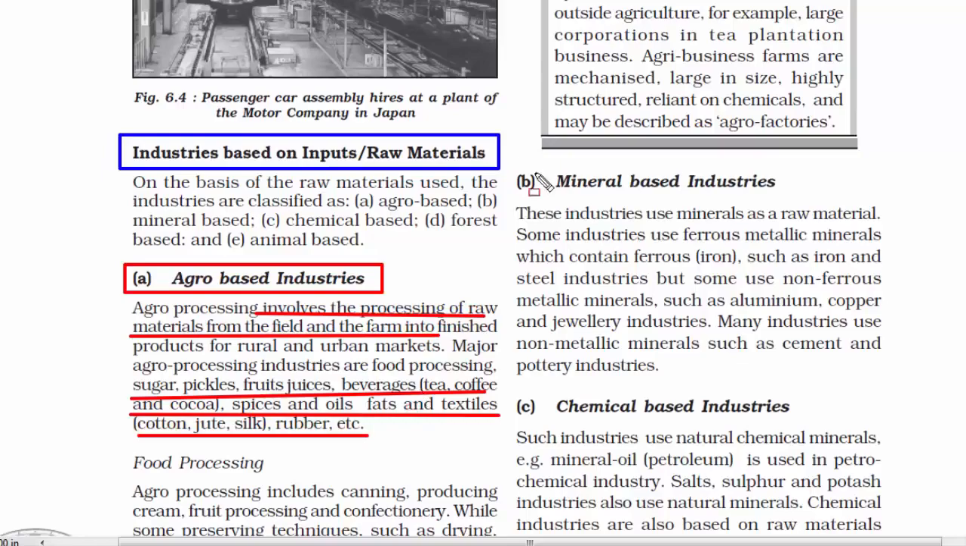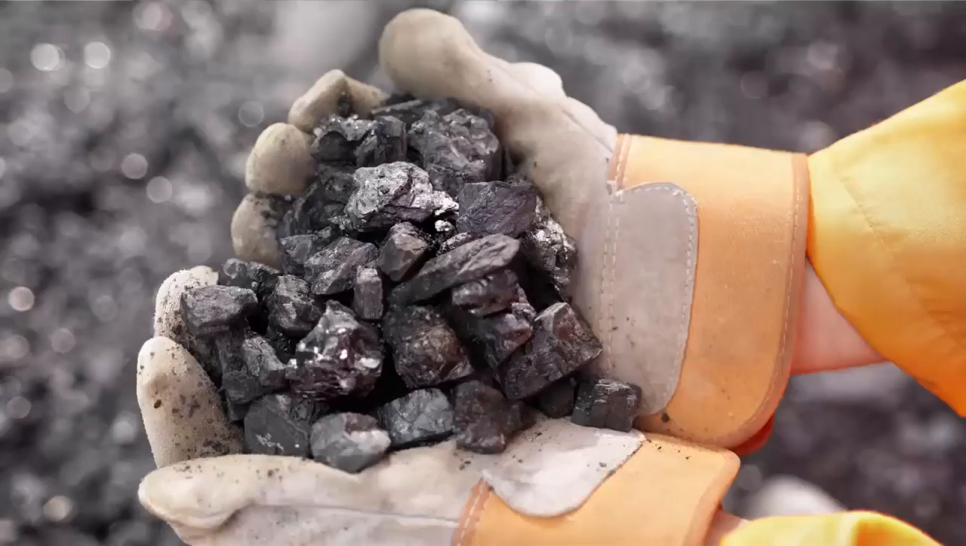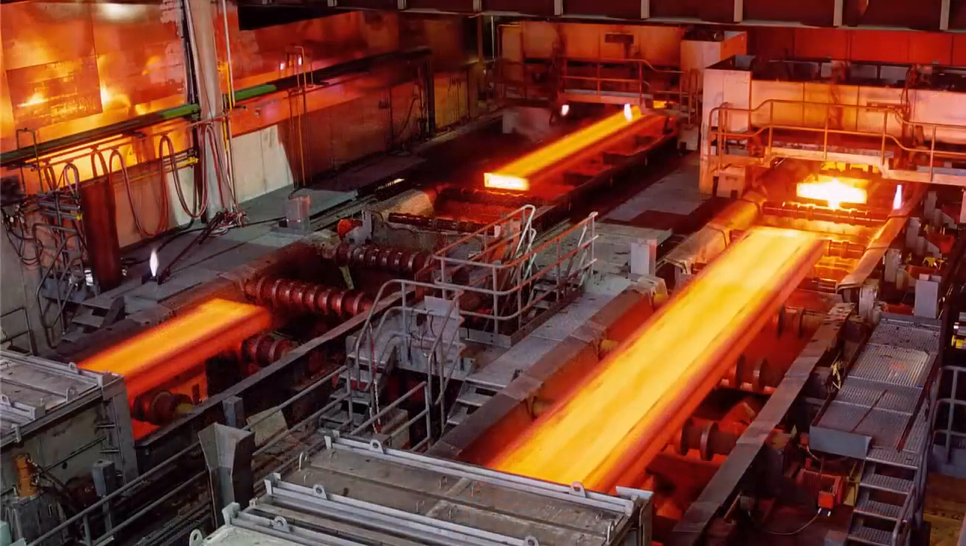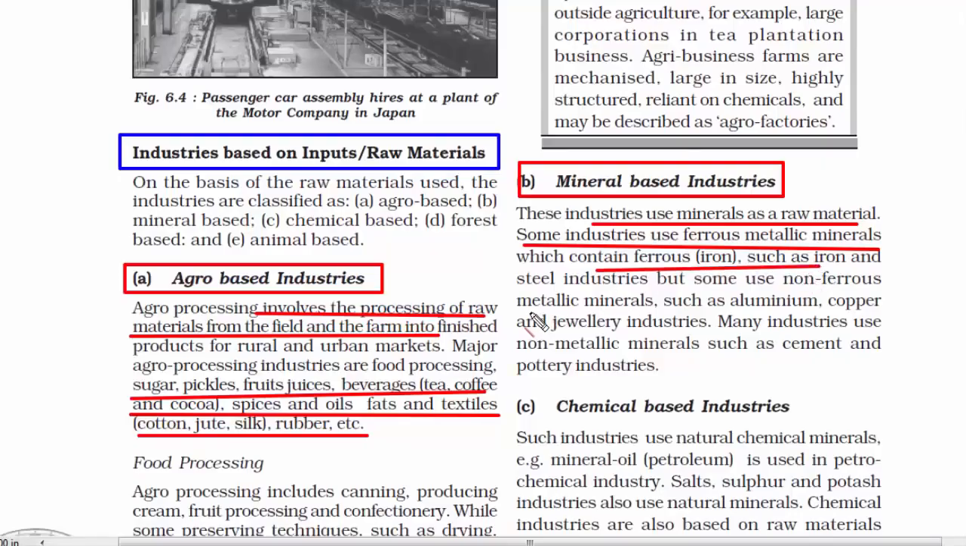The second one is mineral-based industries. Here minerals are used as raw material. A good example would be iron and steel industries. They use ferrous metallic minerals. Then we have other industries like aluminium, copper and jewelry industries which use non-ferrous metallic minerals. And then there are cement and pottery industries which do not use any metallic minerals.